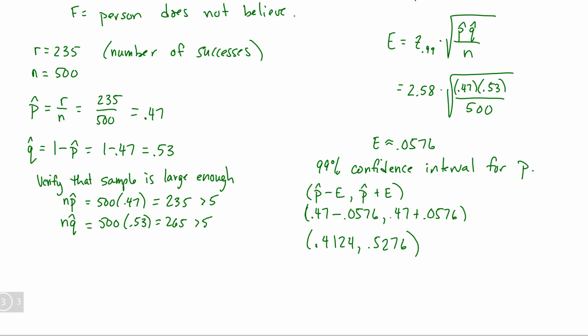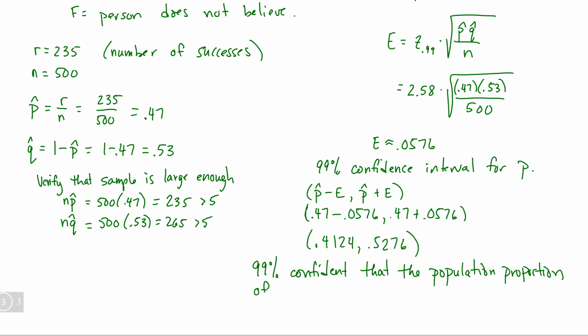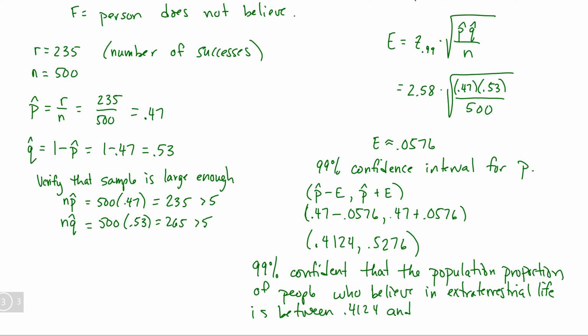So the way we can interpret this is that we're about 99% confident that the population proportion of people who believe in extraterrestrial life is between 0.4124 and 0.5276, or if you want, 41.24% and 52.76%.